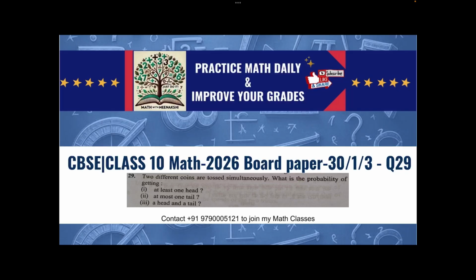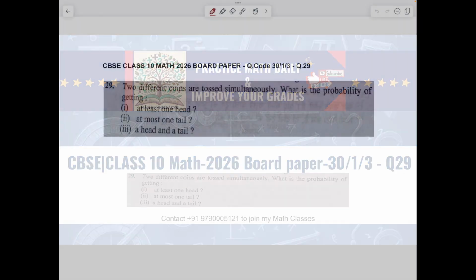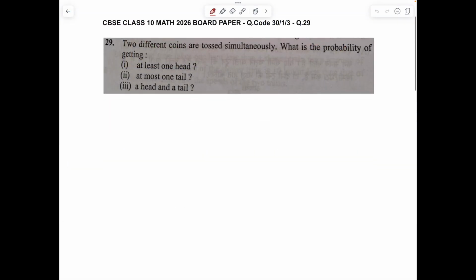Hello all, in this video I am going to solve question number 29 from CBSE class 10 standard math 2026 board paper. The question paper code is 30/1/3. The question goes like this. Two different coins are tossed simultaneously. What is the probability of getting first subdivision at least one head, second subdivision at most one tail, third subdivision a head and a tail?